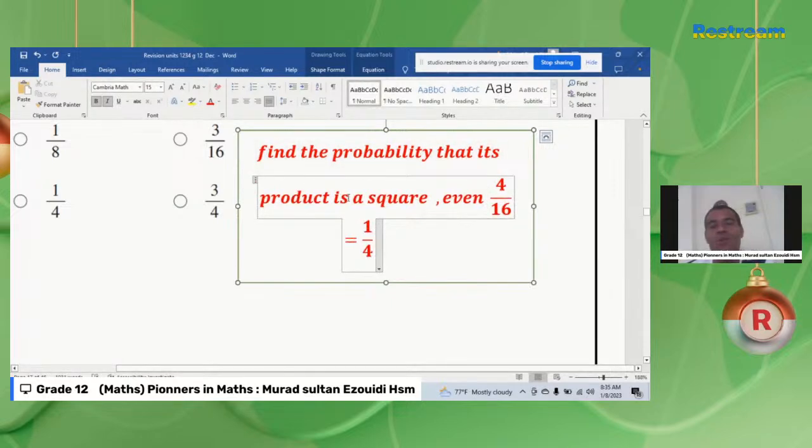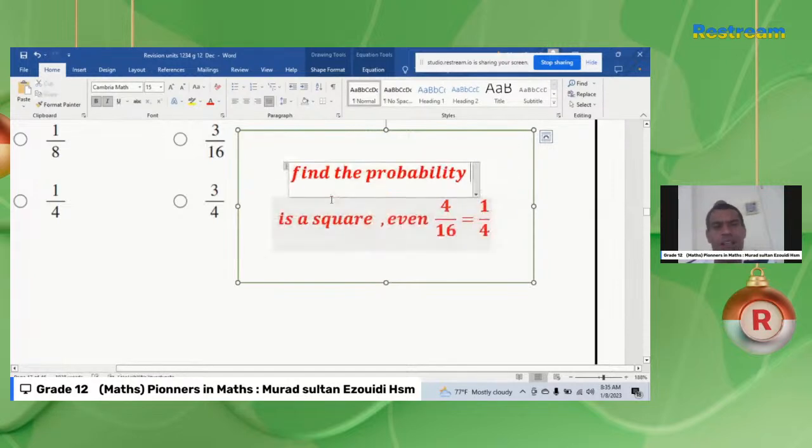Now, if we suppose that the question is find the probability that it is a square number, that is a square, so it will be 4 over 16, which is 1 over 4.